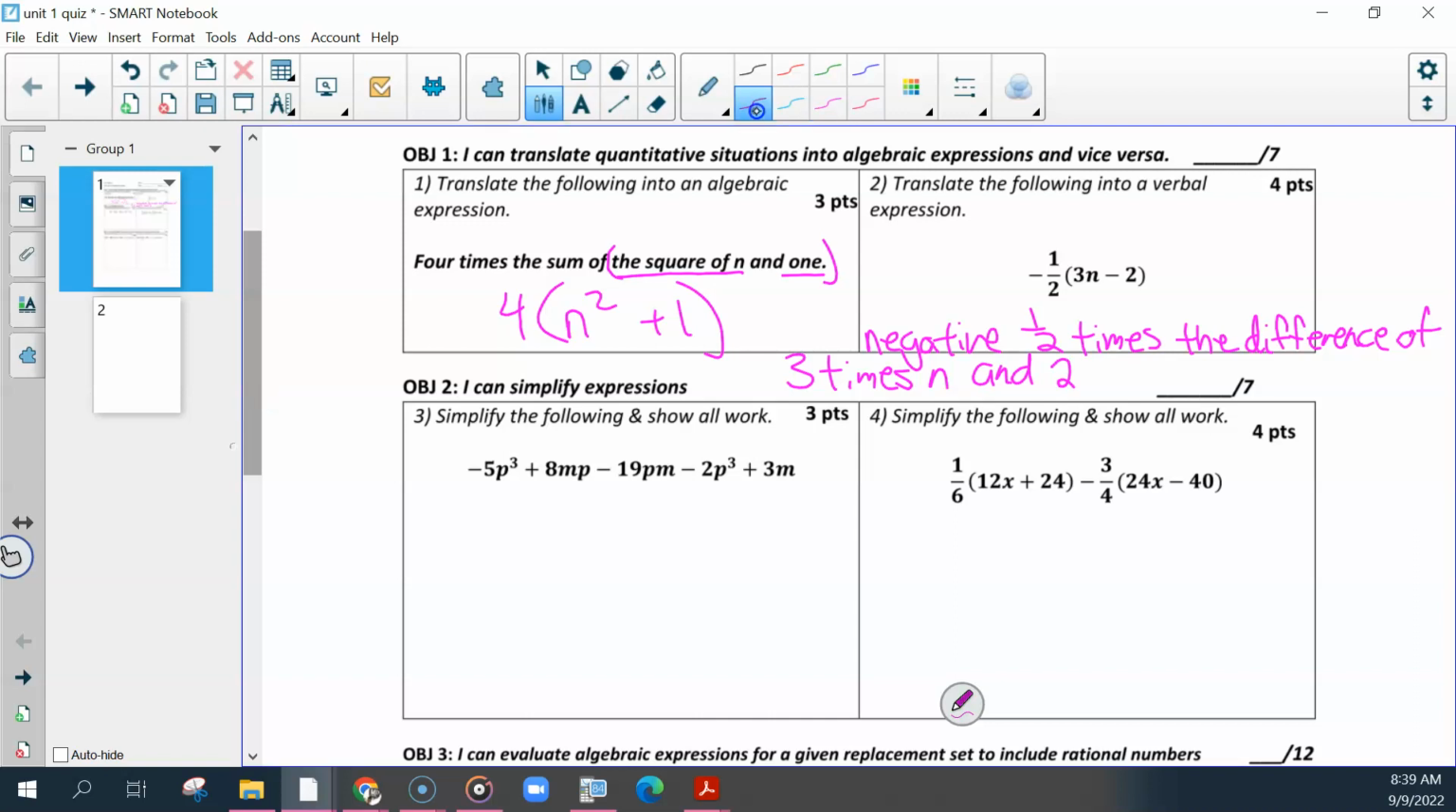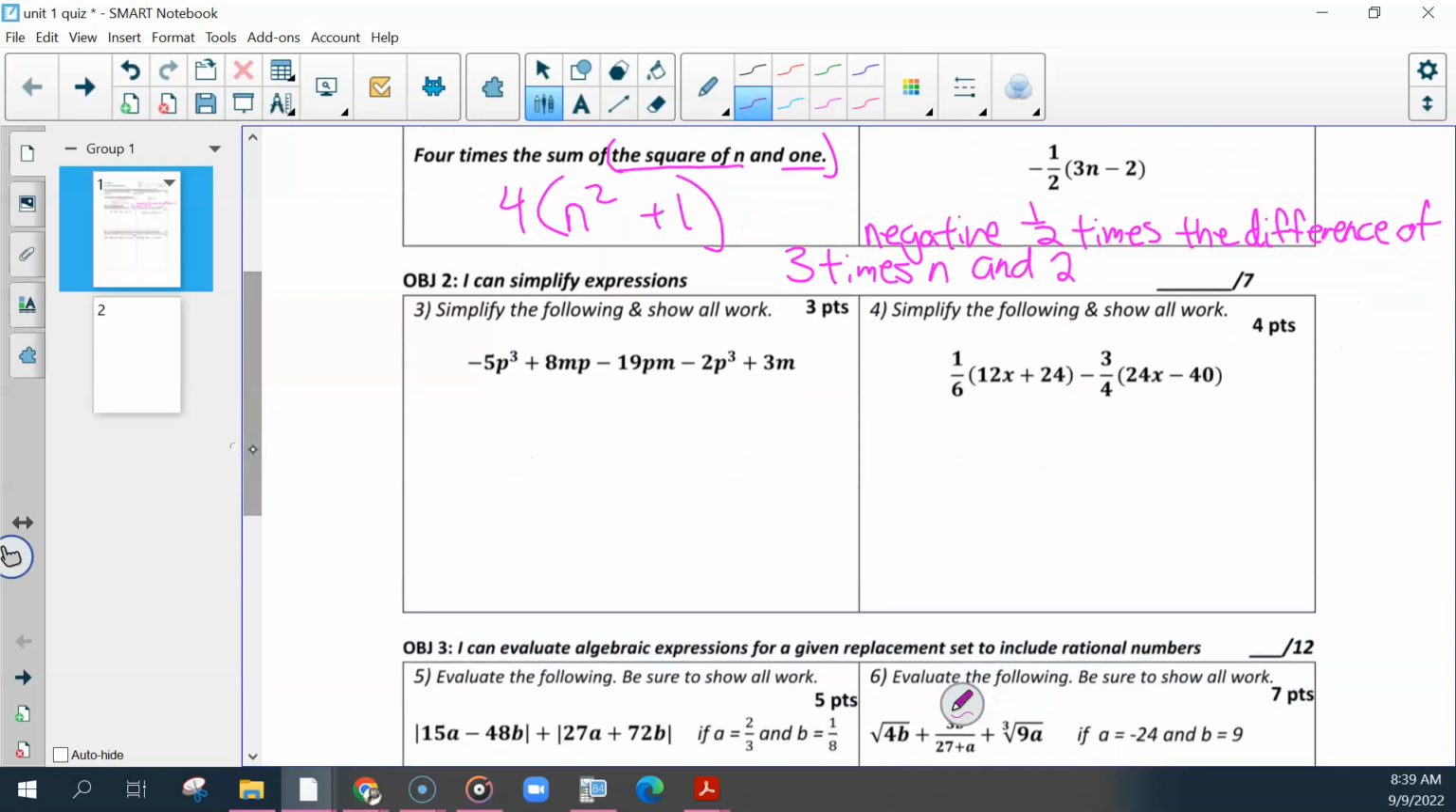For objective 2, I saw a lot of you do this. You combine these 2 to get negative 7p cubed. You left these 2, and then you put plus 3n at the end, which is why most of you only got 2 points on that one.